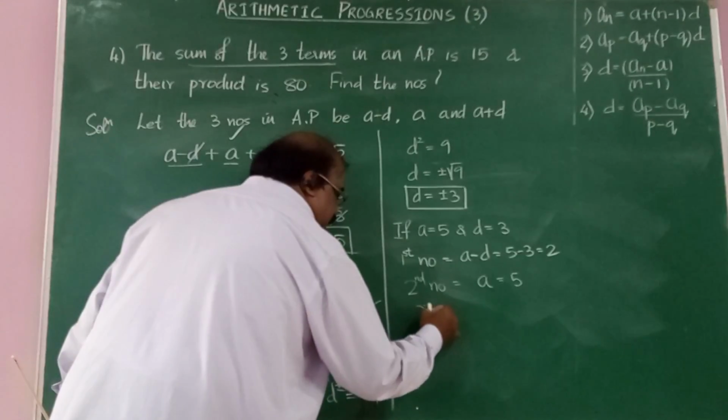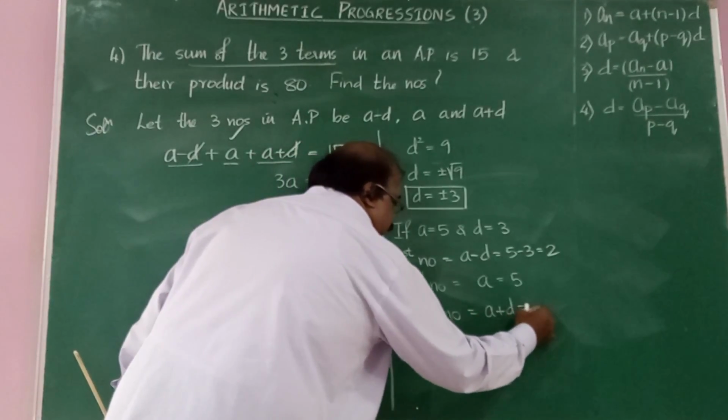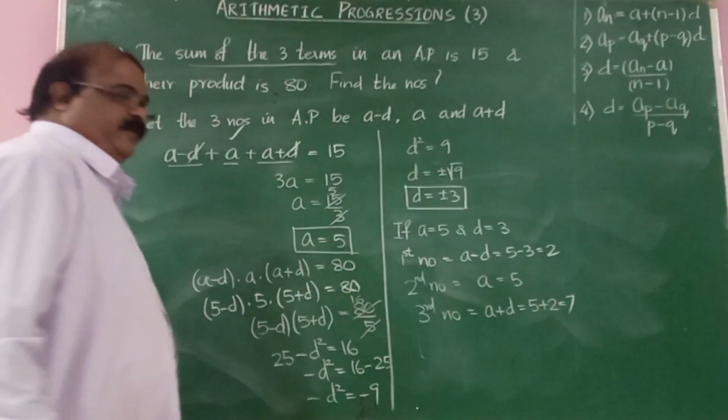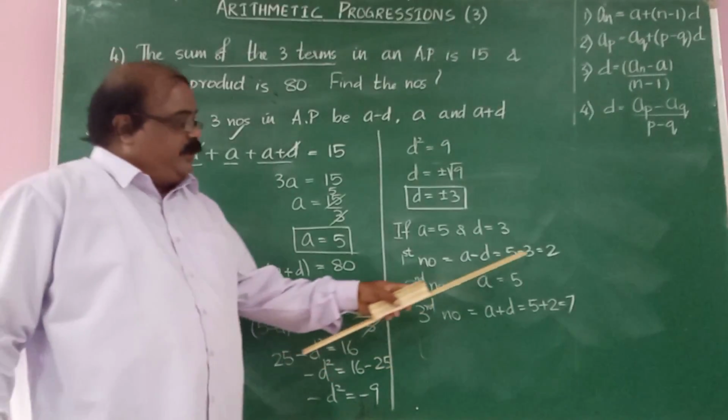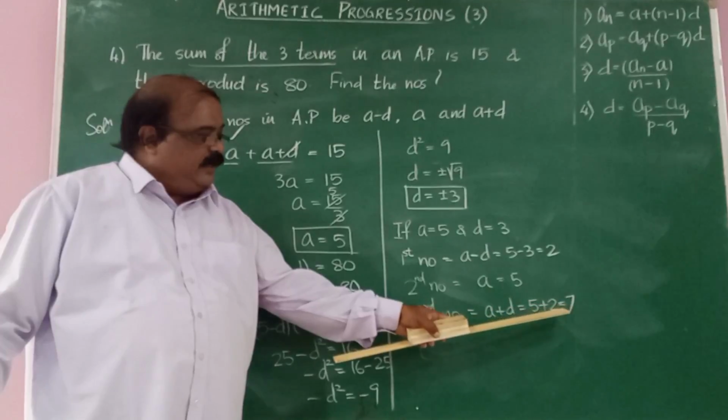And what would be my third number? The third number would be a plus d, that is 5 plus 3, which is 8. So which are the three numbers in arithmetic progression? First number 2, 5 and 8.